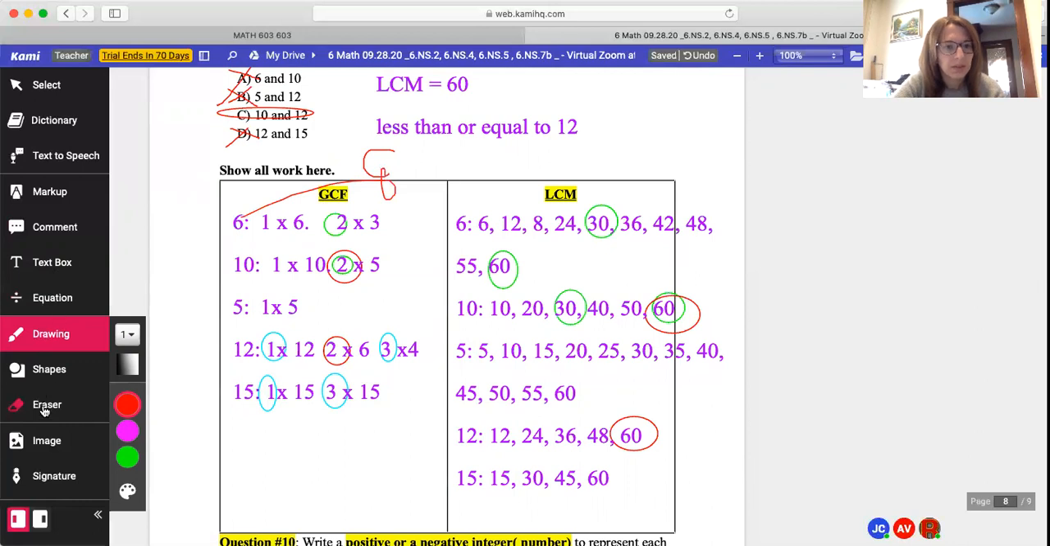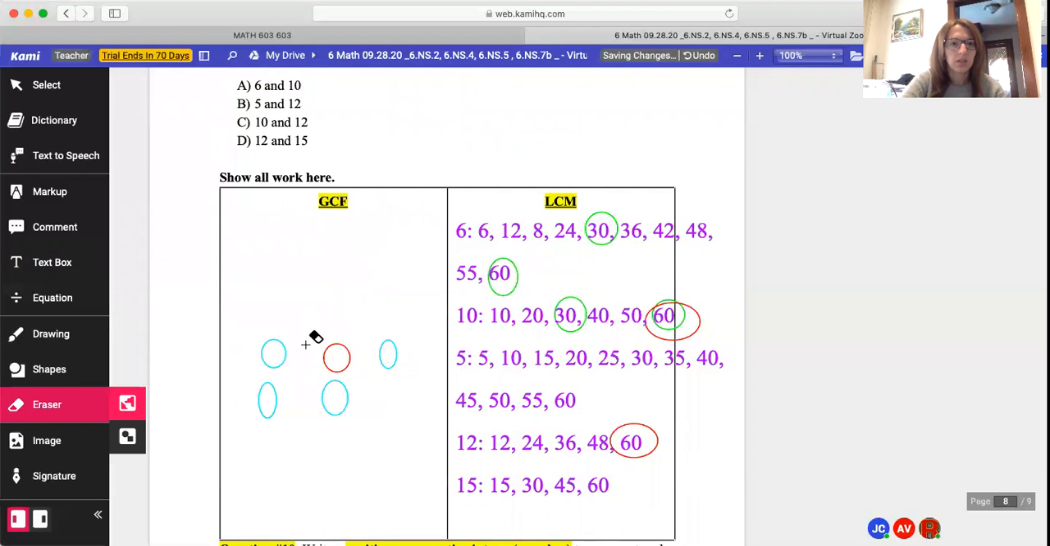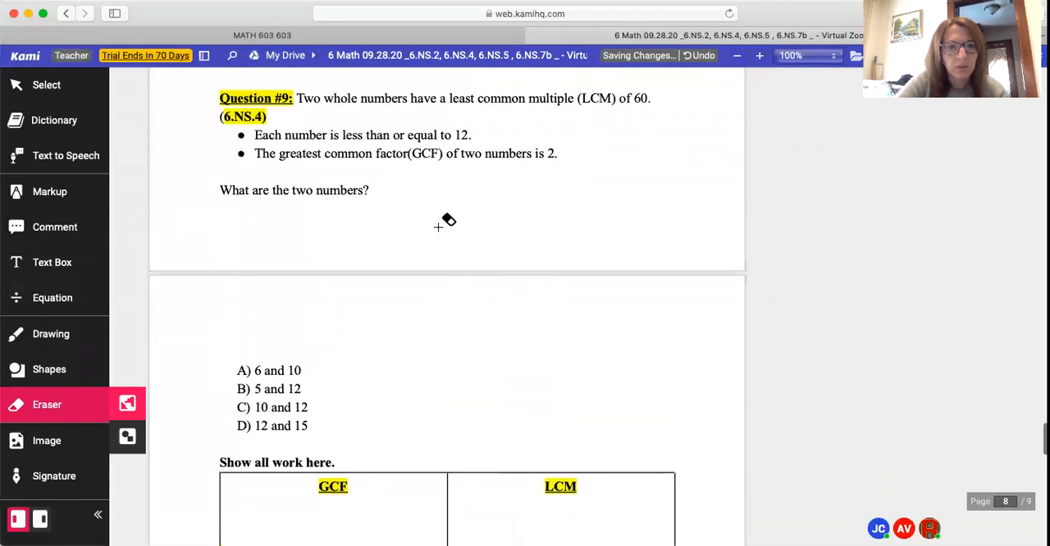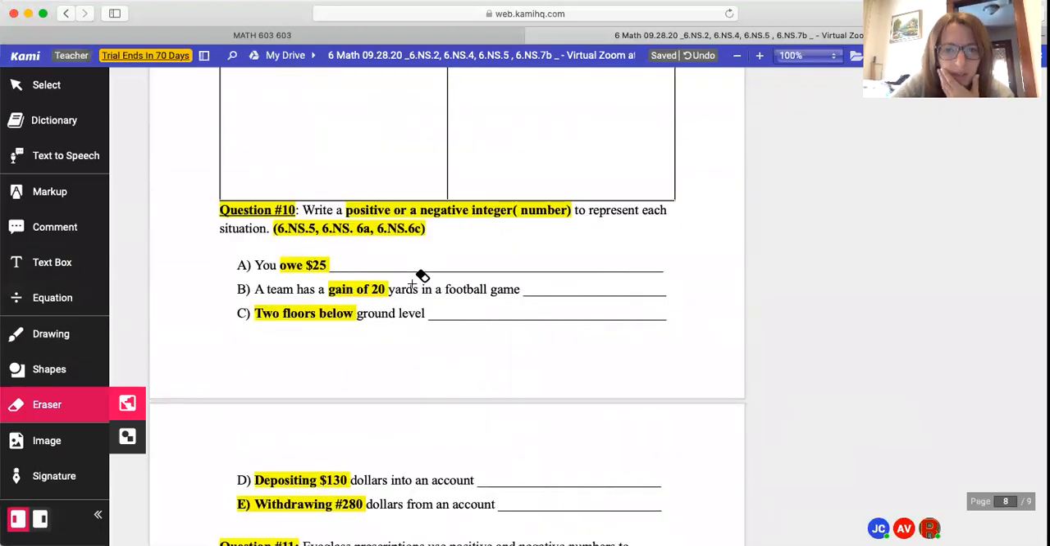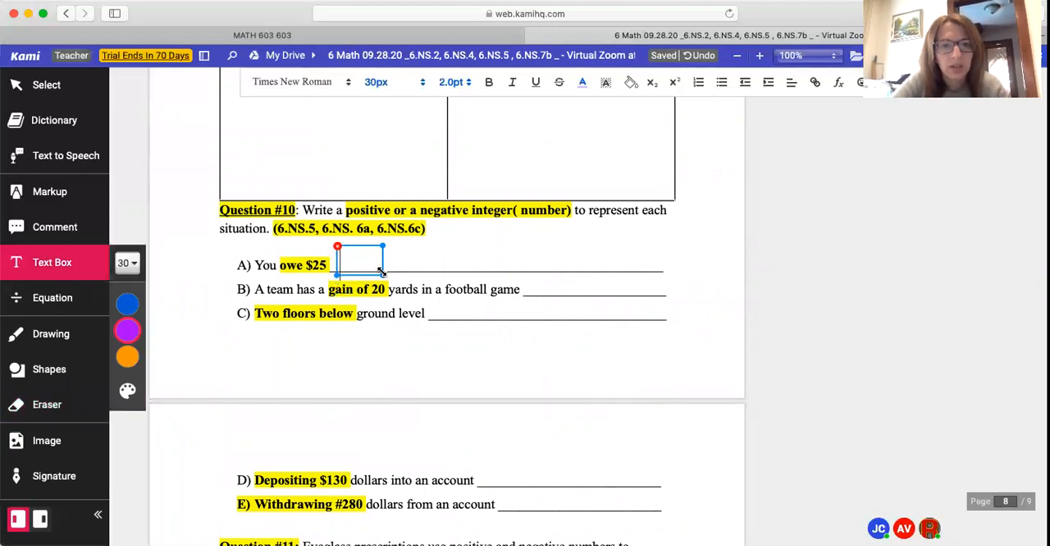Oh, let me erase that for you. All right, I'm going to erase all of this, and we are almost at the grand finale, folks. Oh, one more. Write a positive or negative integer to represent each situation. So let's look at this. If you owe money, you're in the negative. You have a debt, so that's negative. When you owe, you're negative. So this should be a negative integer.